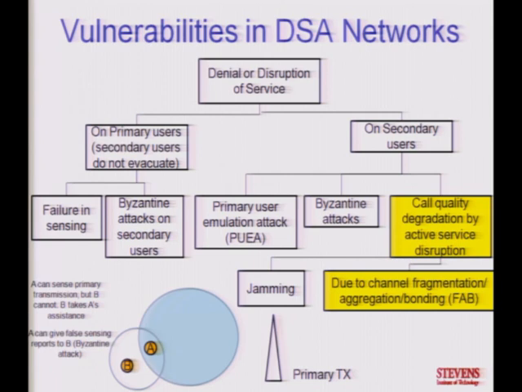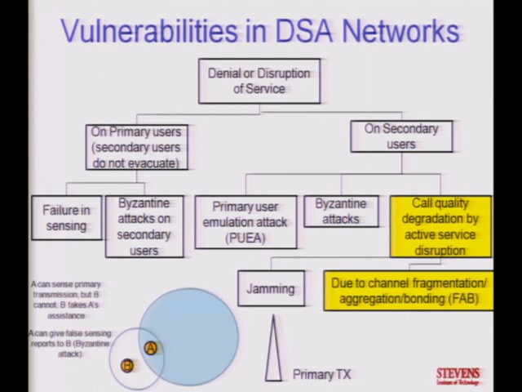And that can happen due to two reasons. One is the secondary user just has a sensing failure. It senses but is not able to really read the signal properly or makes a wrong spectrum decision and continues to stay when it is supposed to leave. The other is the Byzantine attack. Now that happens because of this.